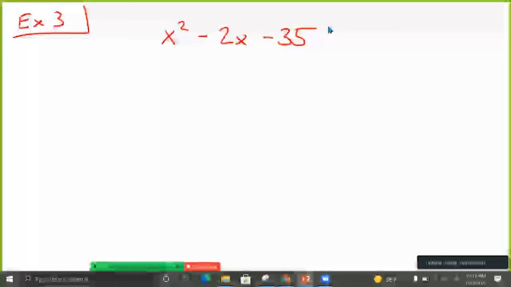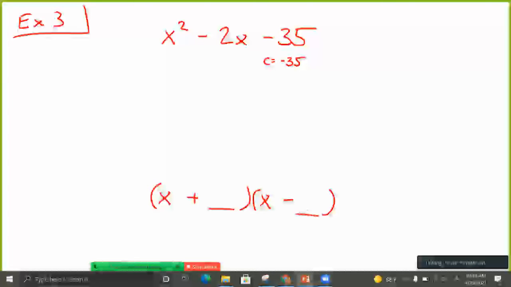Okay, example 3. We want to factor this polynomial, x squared minus 2x minus 35. The goal is to figure out what two smaller binomials multiplied together to make the polynomial on top. It's going to be x plus something times x plus something. Or maybe, noticing that our c value is negative 35, that means that one of my binomials at the bottom is plus and the other is minus. So we know that already. So that's our goal, what are these two numbers?